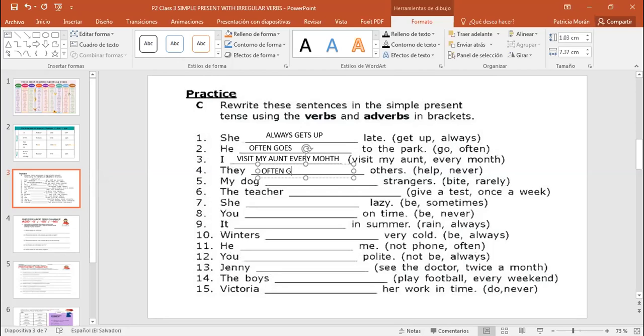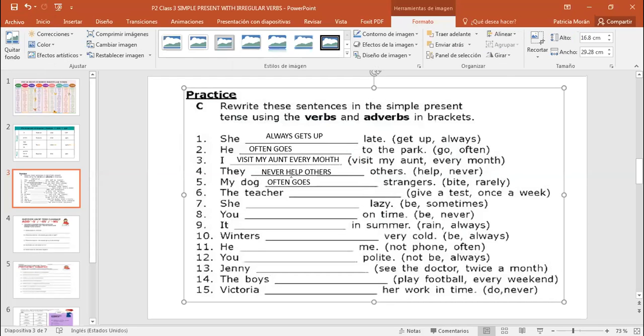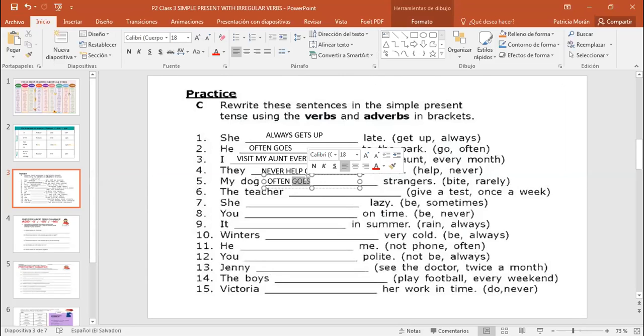Ok, they. They never help others. And because it's they, we don't have to add any rule. Como se trata de ellos, ¿verdad? No tenemos que utilizar la regla de la tercera persona singular. So, let me see. My dog rarely bite strangers. Mi perrito raramente muerde a los extraños, ¿verdad?